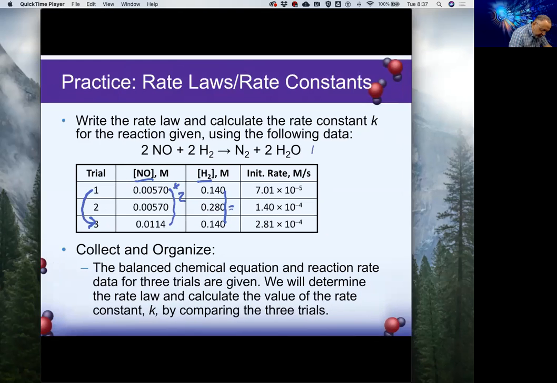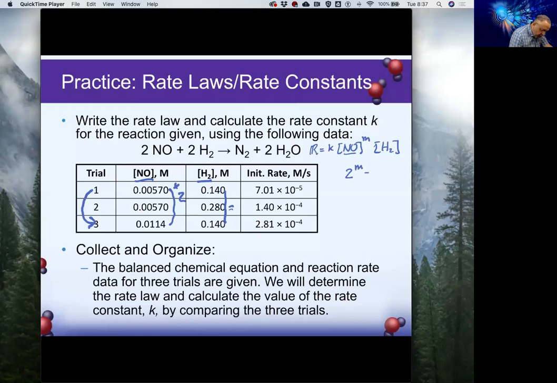Excuse me, I say rate constant, I mean rate. So the rate is equal to the rate constant times the concentration of NO to the power of m, times the concentration of hydrogen, and we know that this was to the power of 1, so I'm just going to leave it like that. Now, if I double the concentration of NO, I'm introducing a factor of 2 to the m.